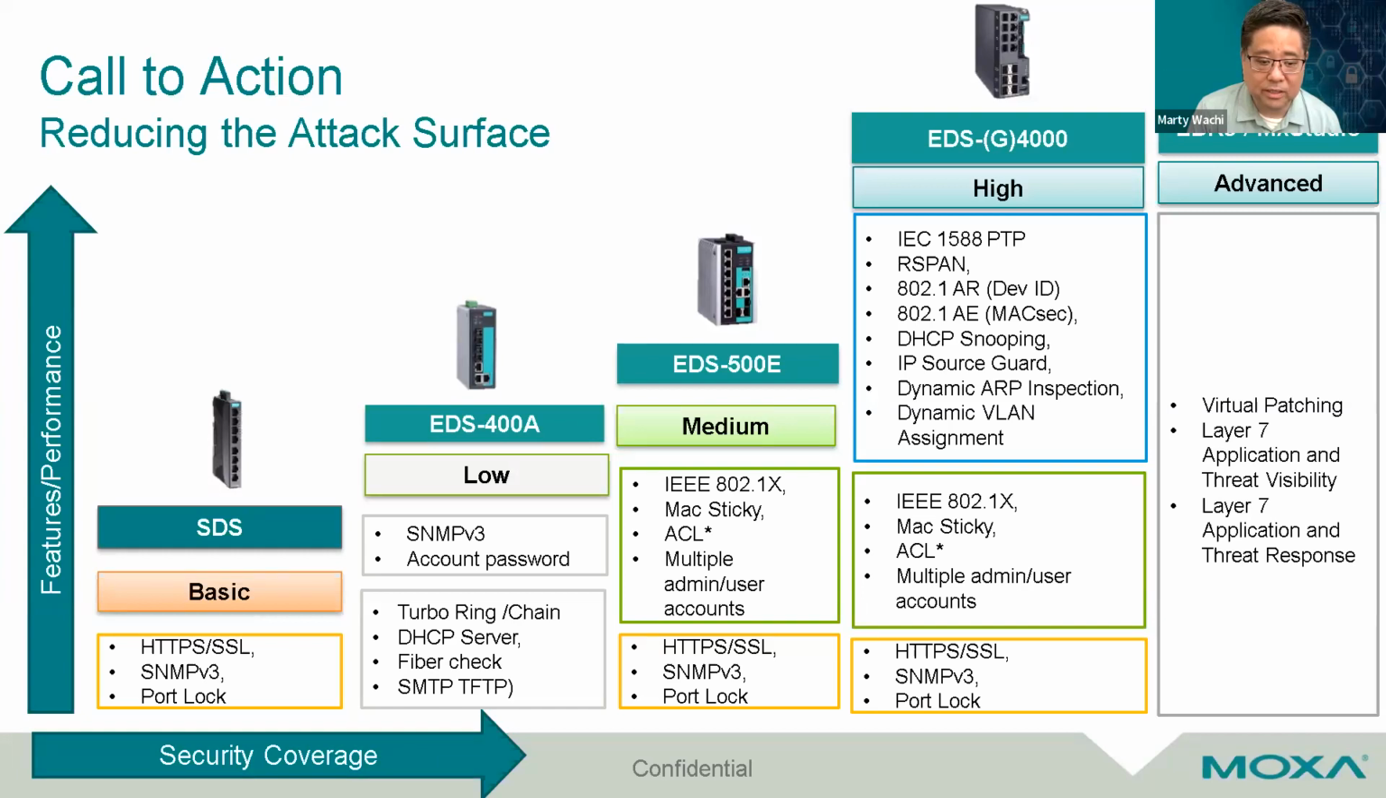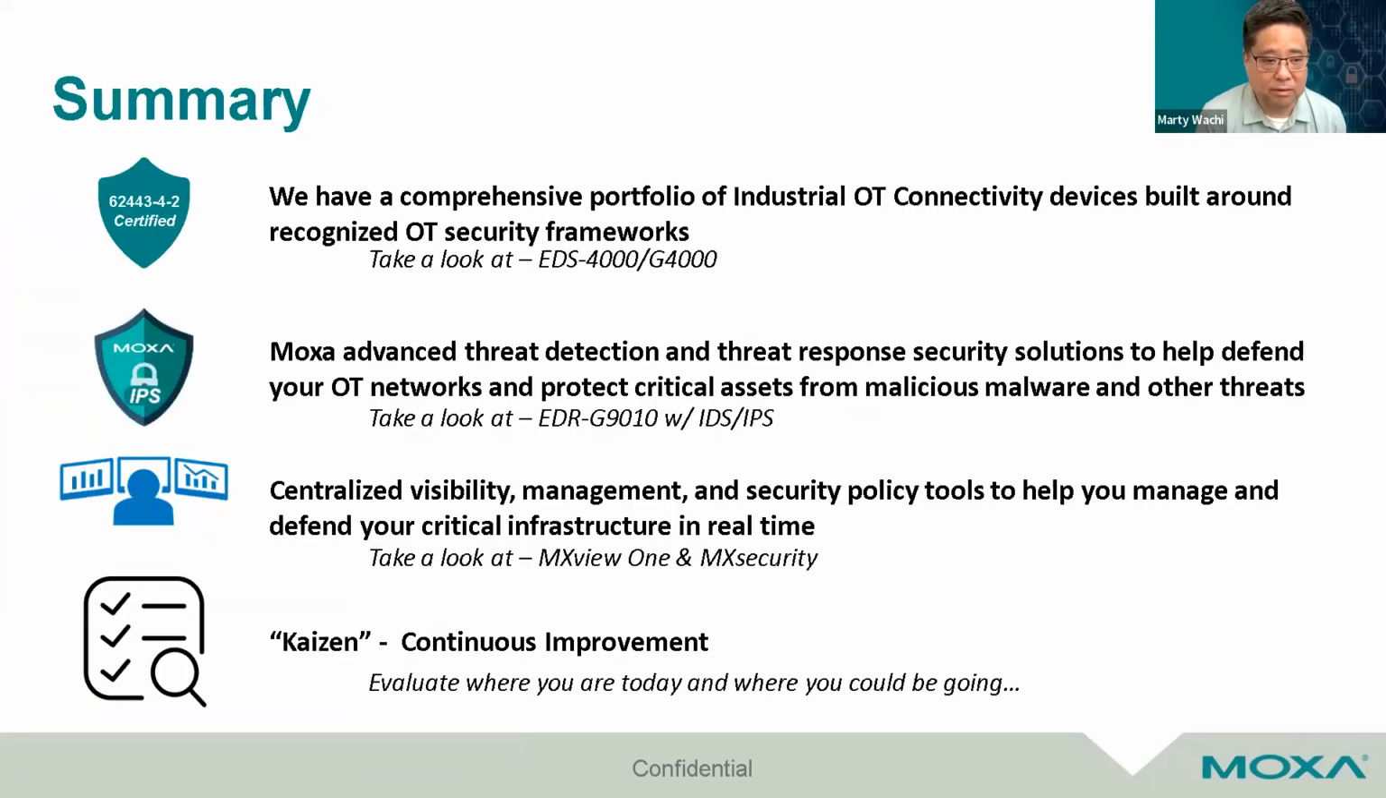Thanks, Felipe. All right, just to wrap up the presentation part of it. So we have a comprehensive portfolio of industrial OT connectivity devices, based on a recognized OT security framework. The EDS 4000, G4000 products would be something to take a look at. We've got IDS, IPS, advanced threat detection and response solutions to help with that horizontal security. Something to take a look at then would be the EDR G9010 with the IDS, IPS option.